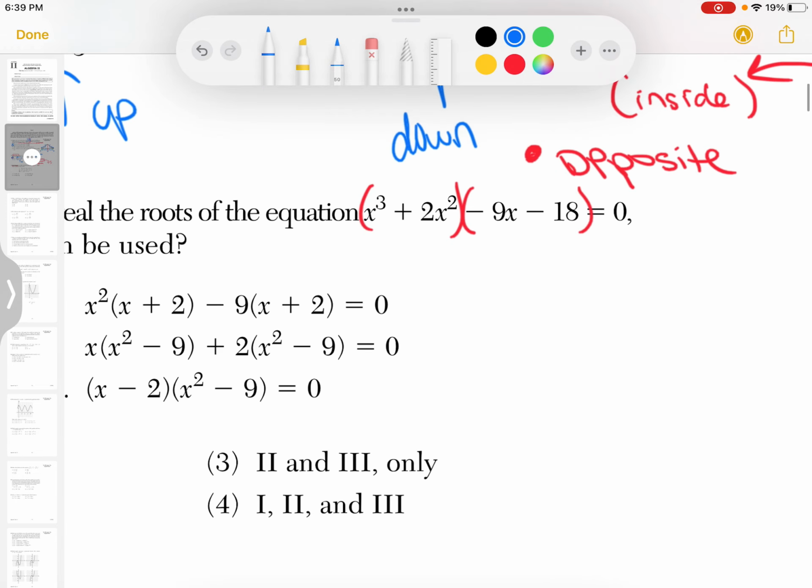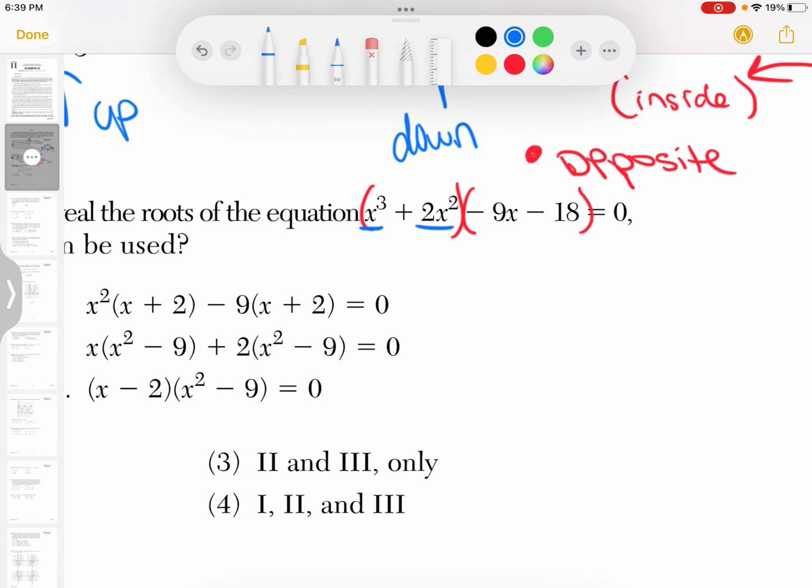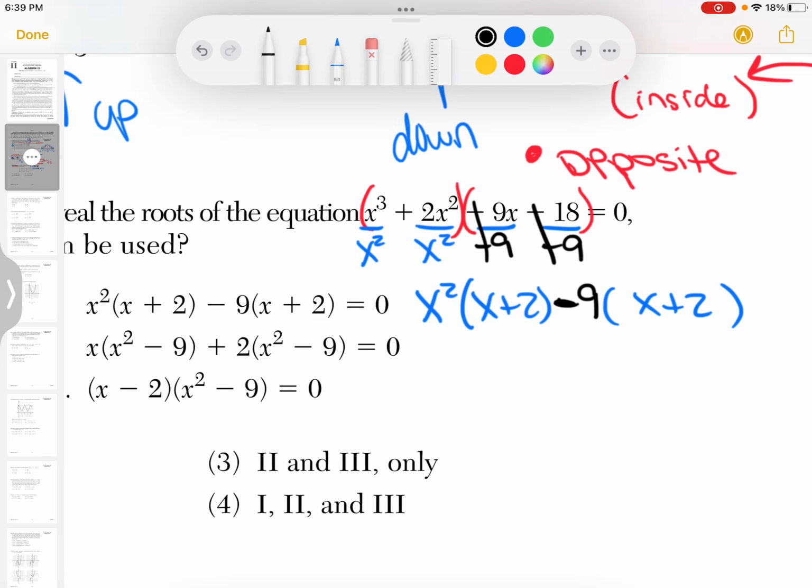So I'm going to group the first 2 together and group the second 2 together. Then when I do grouping, I have to do the GCF of each group. The GCF of my first group is x squared. When I take out an x squared, I am left with x plus 2, which means that whatever I take out of my second group, I should also be left with an x plus 2. So the GCF of my second group has to be a negative 9, because I need those negatives to cancel to get me that x plus 2. So these match, which means we are doing it correctly.